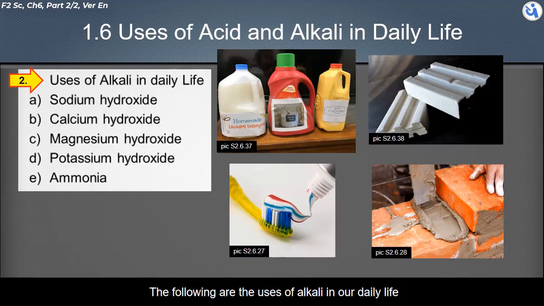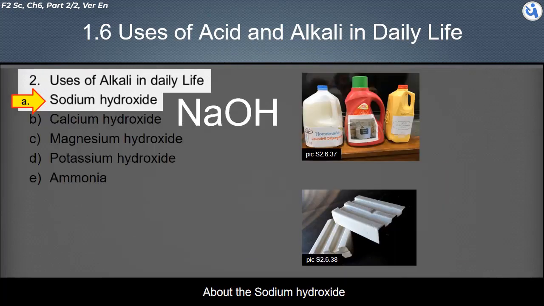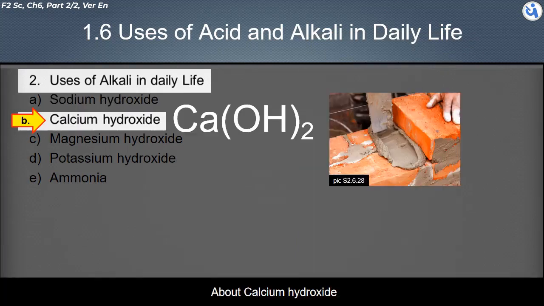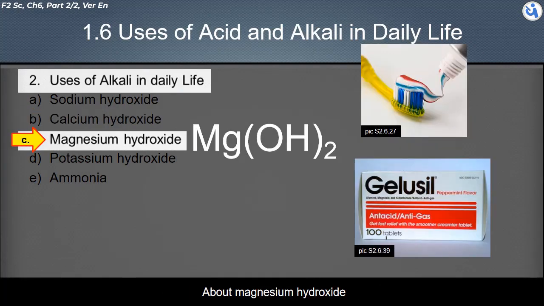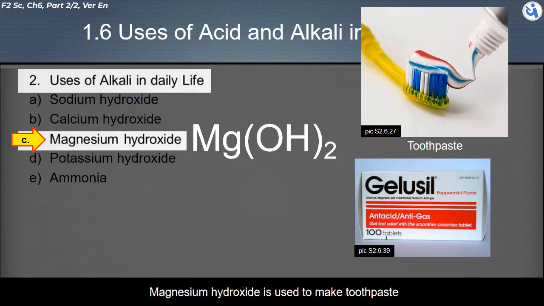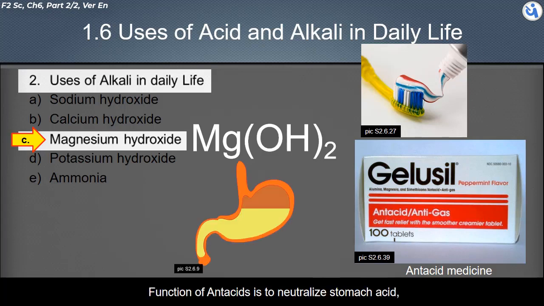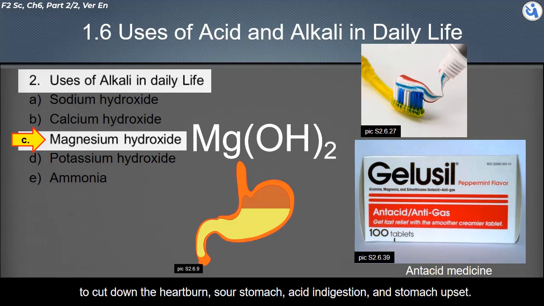The following are the uses of alkali in our daily life. About sodium hydroxide. Sodium hydroxide is used to make detergent and also soap. About calcium hydroxide. Calcium hydroxide is used to make cement. About magnesium hydroxide. Magnesium hydroxide is used to make toothpaste and antacid medicine. The function of antacids is to neutralize stomach acid, to cut down on heartburn, sour stomach, acid indigestion, and stomach upset.